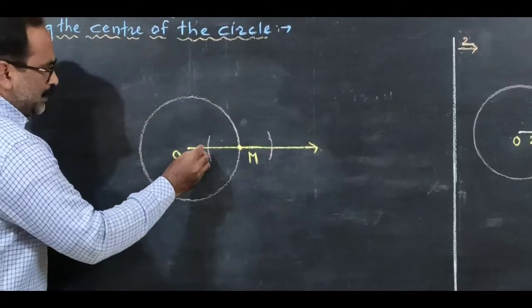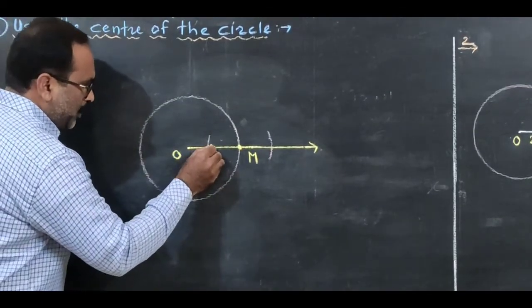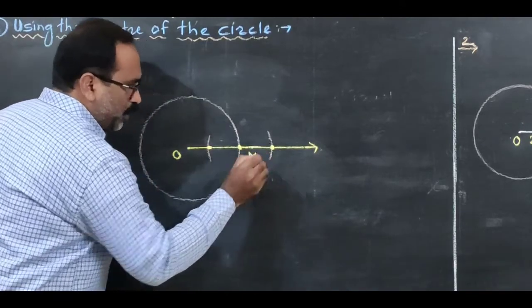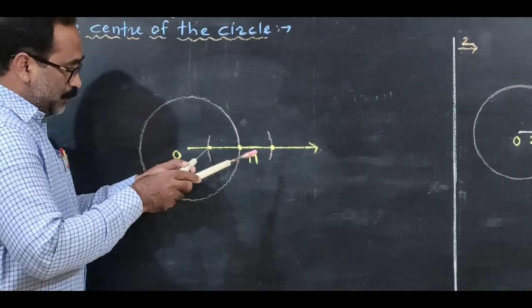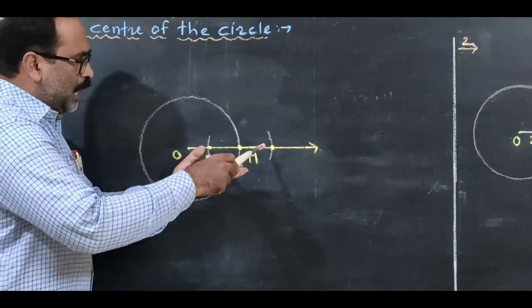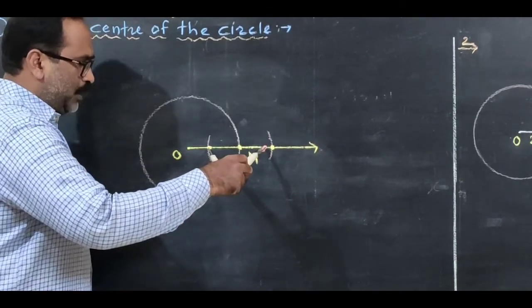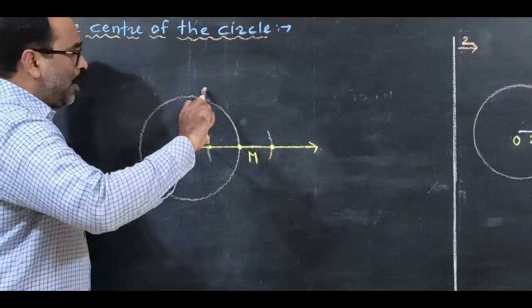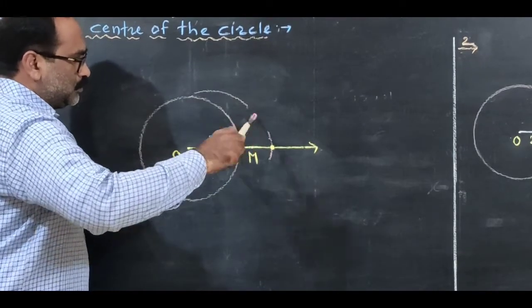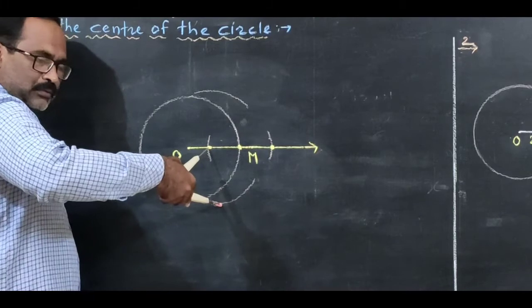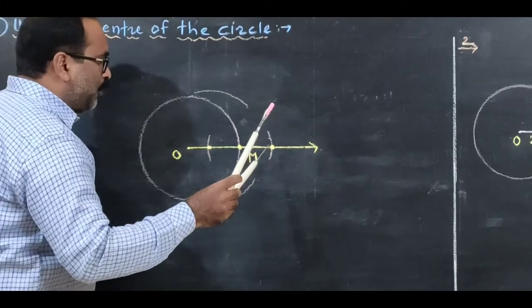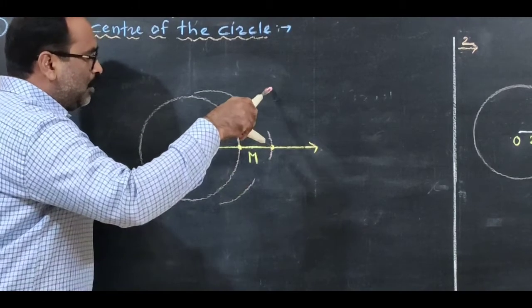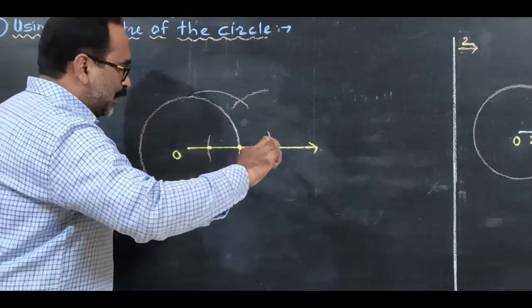Now this arc intersects at this point, and this arc intersects at this point. Now we put the nib of our compass at this point and we take more than half the distance of these 2 points in our compass and we draw an arc. Without changing the distance, we put the nib of our compass at this point and we draw an arc intersecting the previous arc.